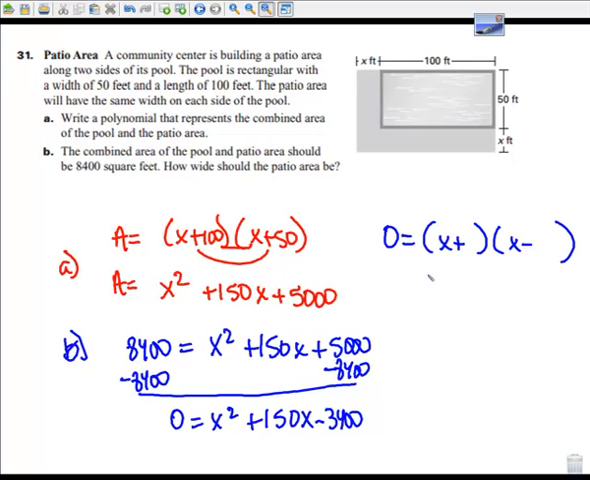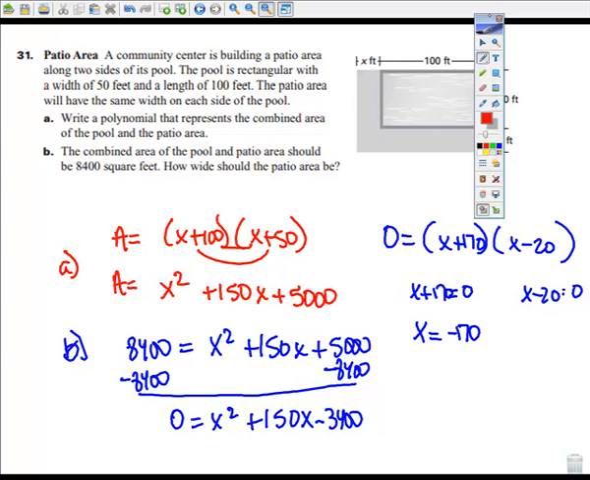All right, they are actually 170 and 20. 170 times 20 is 3,400. I want this to be a positive 150, so I'm going to go positive 170 and negative 20. Now I set each of these to 0. So algebraically my answer is negative 170, but that's the value of x, and I cannot have a negative length or width. So I can't use that.